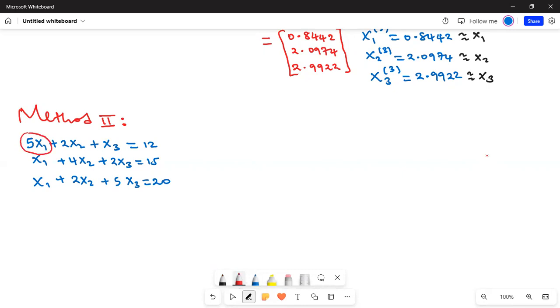So what happens here is that in the first equation, you need to make x1 the subject. So I'll take 2x2 and x3 to the right-hand side. So we'll have this: x1 is equal to, we are dividing by 5, 1 over 5 into negative 2x2 minus x3 plus 12 over 5.